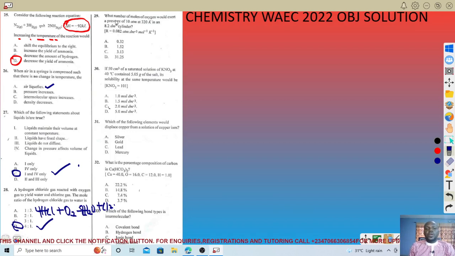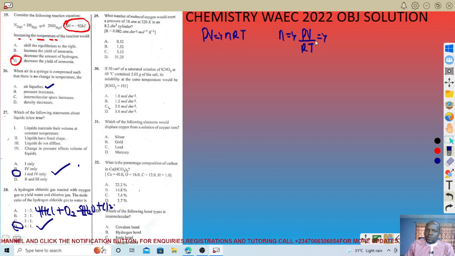The next one. What number of moles of oxygen would exert a pressure of 10 atm at 320 Kelvin in 8.2? PV is nRT. Don't disturb yourself. So PV is nRT. You all know that. Ideal gas law, whatever you call it. That's n equals PV over RT. Substitute the values.